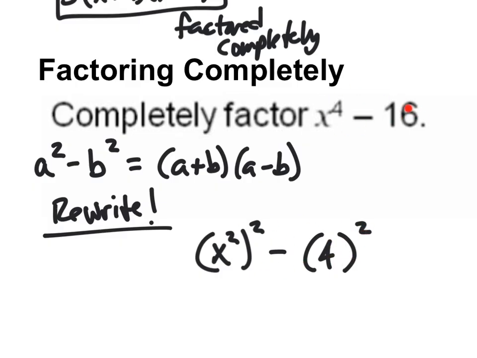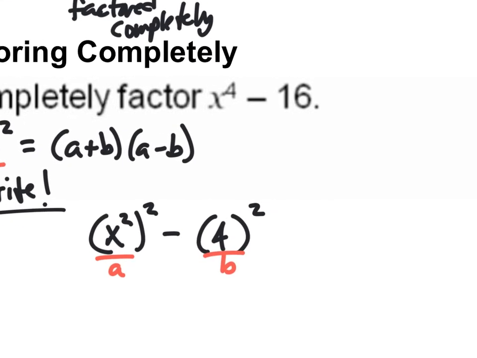4 squared is going to give me 16. If I take x squared and I square that, 2 times 2 is going to give me 4, so I get x to the 4th. Now what you have to identify is that I have something squared minus something squared, just like I do in my identity. So this is really my a, and this is really my b.